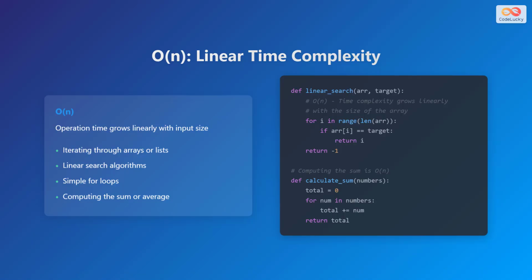Next, let's discuss O of n linear time complexity. In linear time complexity, the operation time grows linearly with the input size. Examples of linear time operations include iterating through arrays or lists, linear search algorithms, simple for loops, and computing the sum or average of elements in a list. In the provided code, the linear_search function has a time complexity of O of n, because it iterates through each element of the array once to find the target value. Similarly, the calculate_sum function also has a time complexity of O of n, because it iterates through each number in the list to compute the total sum.